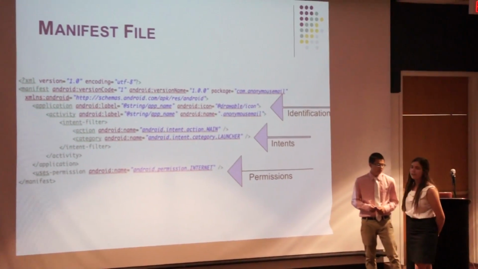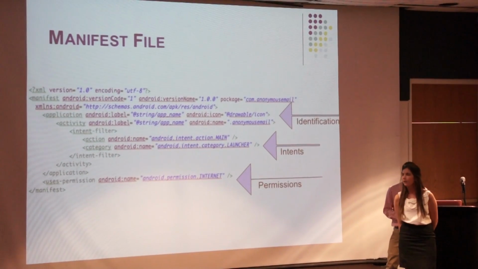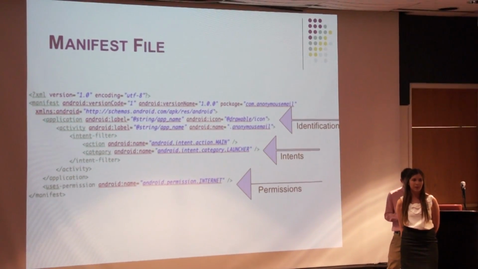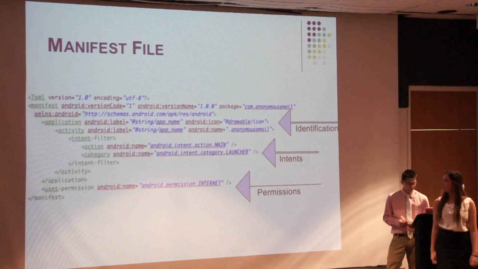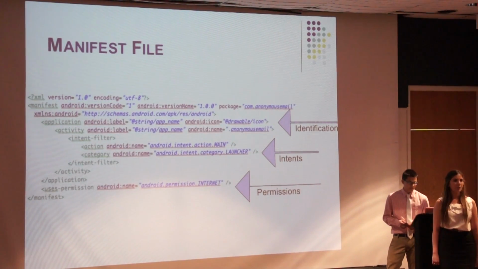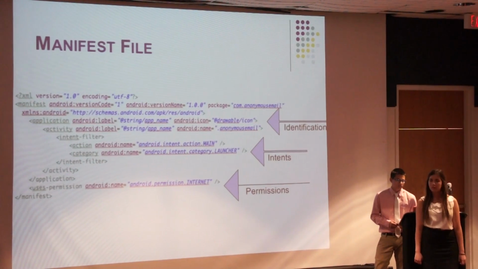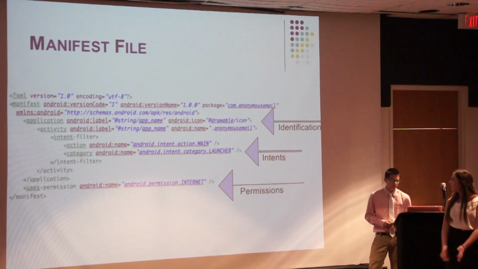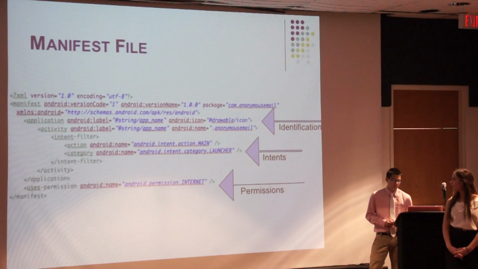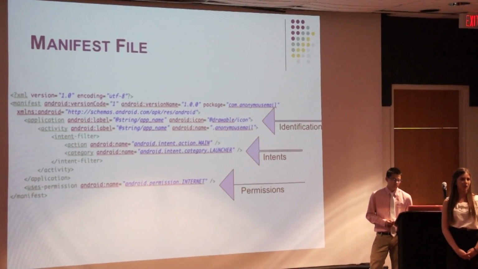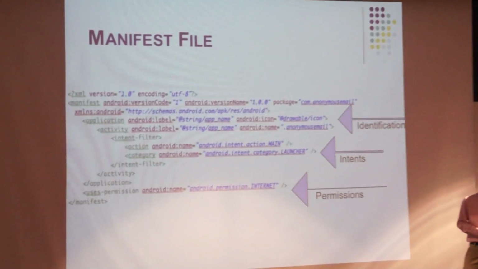This is an example of the manifest file. All the apps contain a manifest file, and it details the information about the app. The top is the identification. This particular manifest file is for anonymous email, one of the apps we analyzed. The next part of the manifest file are the intents. The intents are a description of the tasks the app performs. The final part of the manifest file details the permissions, which then correspond to the permissions on the installation screen.